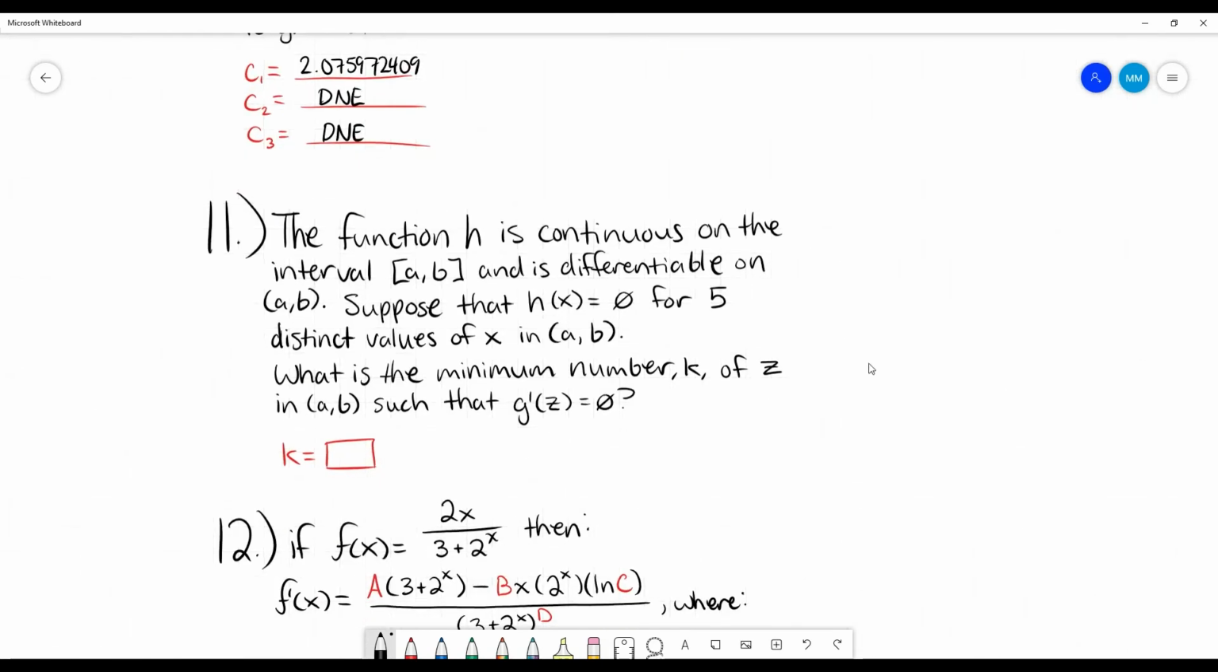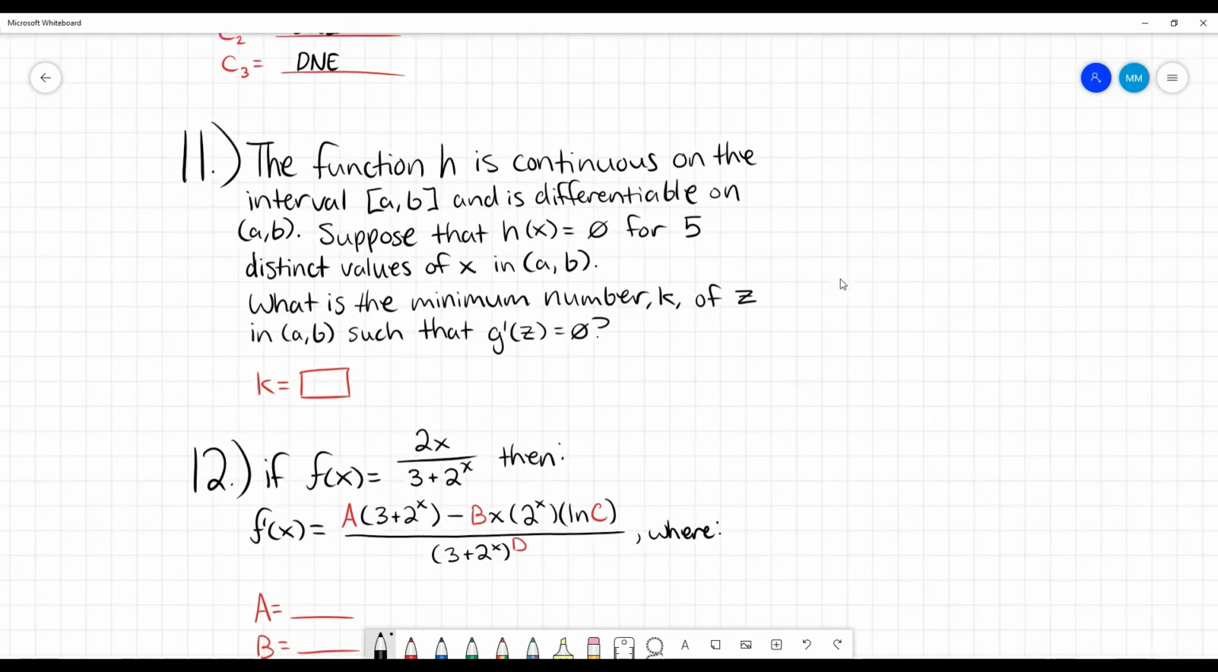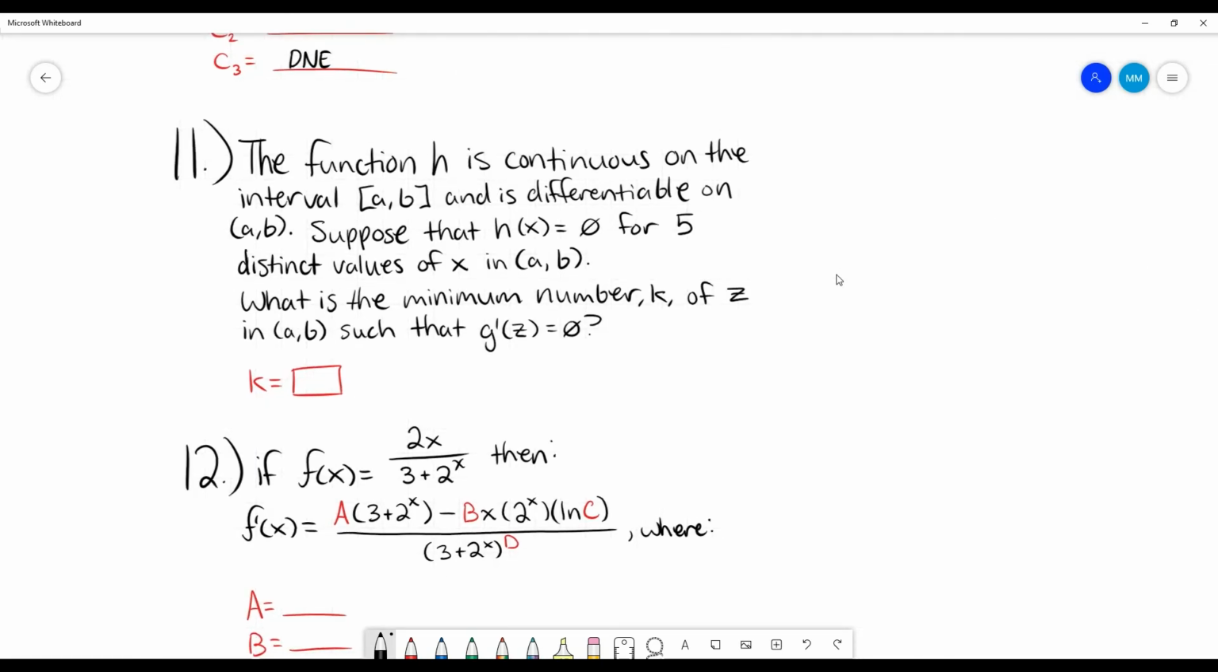All right. Number 11 is a little confusingly worded, but I promise you it's not actually that complicated. We just have to kind of visualize it. So it tells us that the function h is continuous on an interval a to b, and is differentiable on the interval a to b. Suppose that this function, h of x, equals 0 for 5 distinct values of x in that interval.